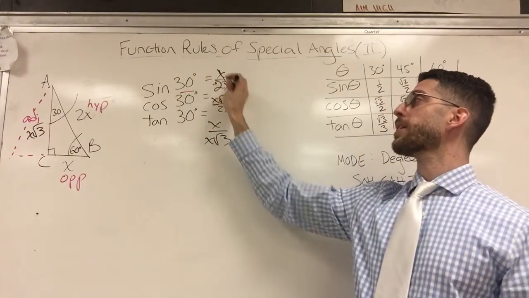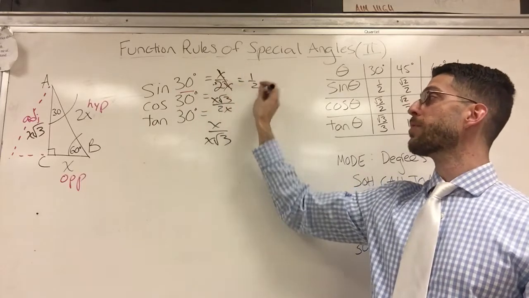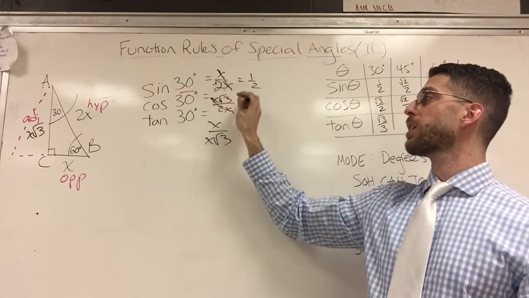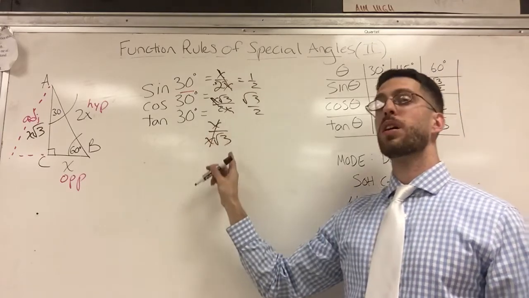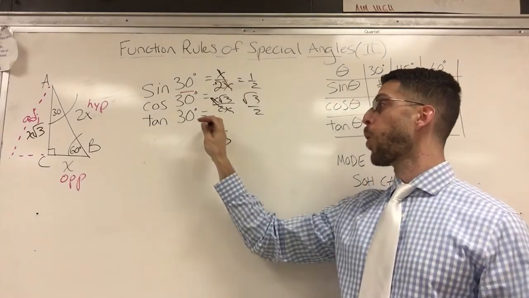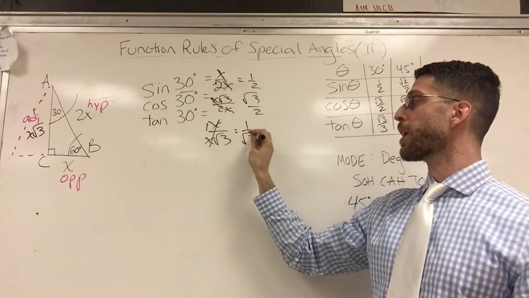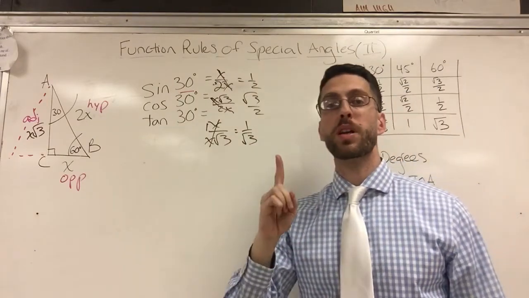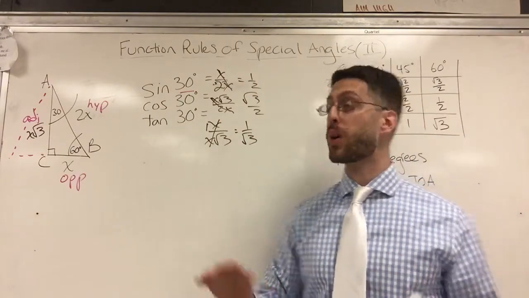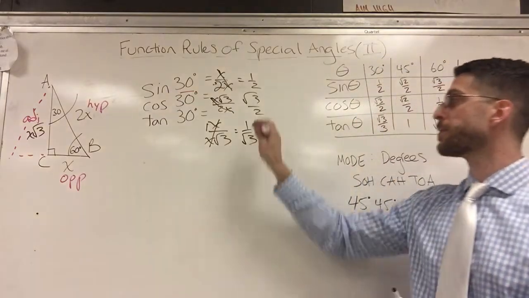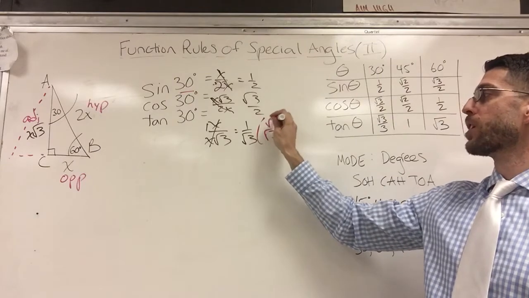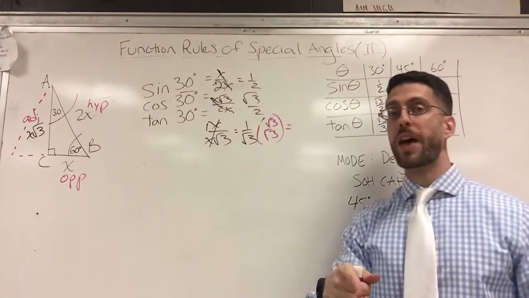Now here, my x's cancel, leaves me with 1/2. Here my x's cancel, leave me with radical 3 over 2. And here my x's cancel, leave me with, be careful, 1 over radical 3. And then you should say, wait a minute, mathematicians don't allow an irrational number in the denominator, so I gotta do a whole nother step where I rationalize the denominator, and I'm sure you've seen that video.